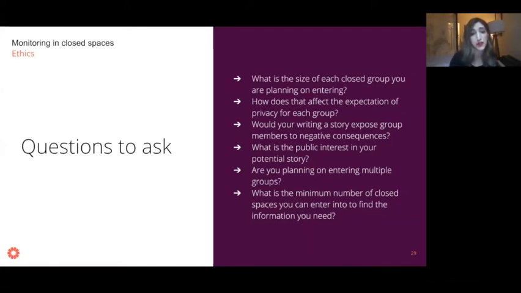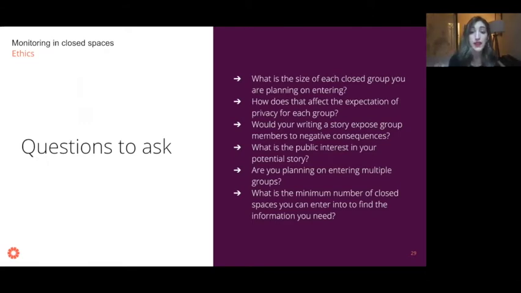So these are just some of the questions that we urge anyone who's embarking on this kind of work to ask themselves. One is, what is the size of each closed group you are planning on entering? How does the size of a group affect the expectation of privacy? Would your writing a story expose group members to negative consequences? What is the public interest in your potential story? Maybe there isn't interest. Maybe it's not necessary for you to be in a closed messaging group or some other kind of messaging app channel.